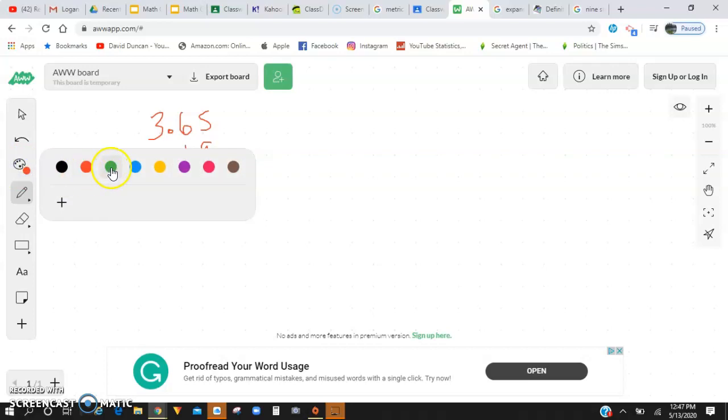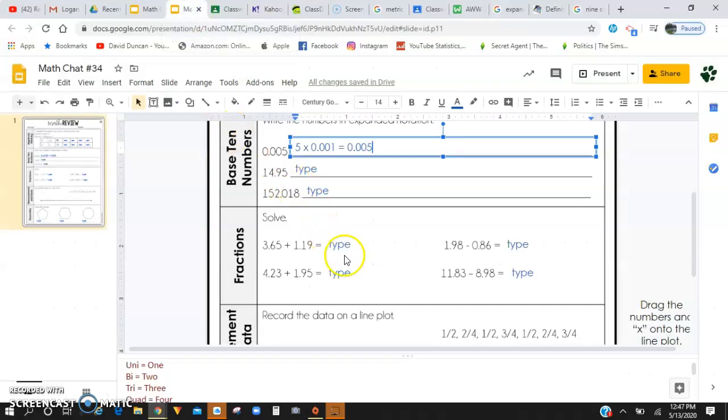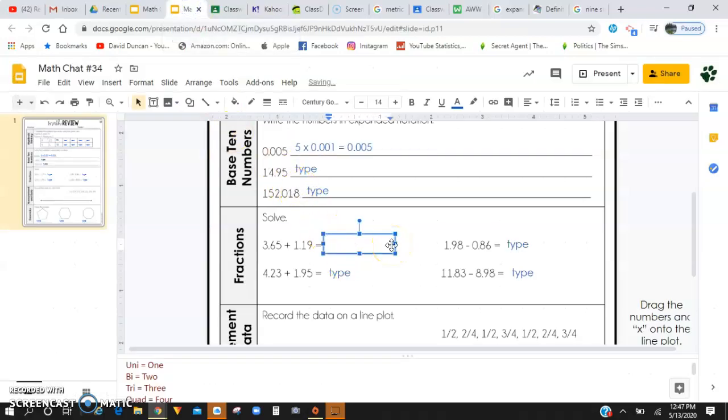Okay, I know that 9 plus 5 is going to give me 14. 4, carry the 1. 6 plus 1 plus 1 is going to get me 8. That decimal is going to come right down. I'm going to drop it down right here. 3 plus 1 is 4. Remember, when you are adding and subtracting decimals, those decimals must line up. They have to line up or you will not get the correct answer. So our answer is 4 and 84 hundredths.